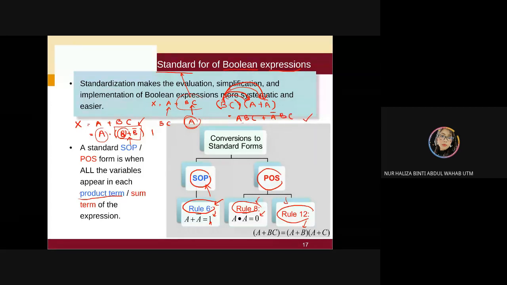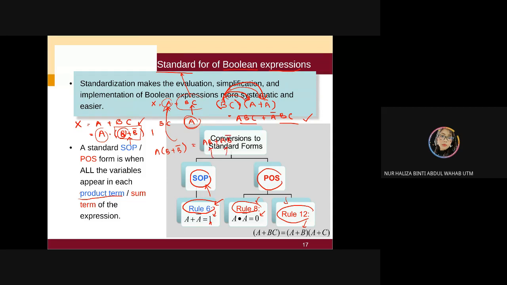This is a full three variables, meaning that it follows the standard. Later, you're going to apply the similar thing to A. I'm going to multiply A with B plus B bar. I will get AB plus AB bar. Still, I can see my product term is missing C.